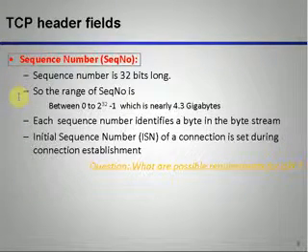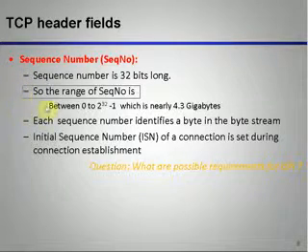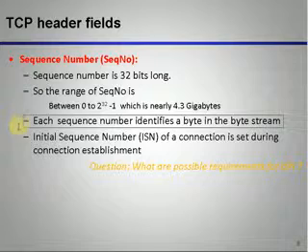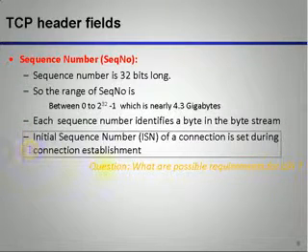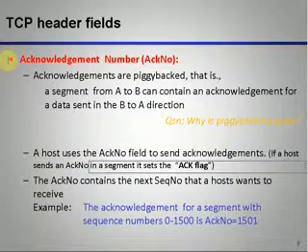Sequence number, SEQNO. The sequence number is 32 bits long. So the range of SEQNO is between 0 and 2^32-1, which is nearly 4.3 gigabytes. Each sequence number identifies a byte in the byte stream. The initial sequence number, ISN, of a connection is set during connection establishment. Question: what are possible requirements for the ISN?